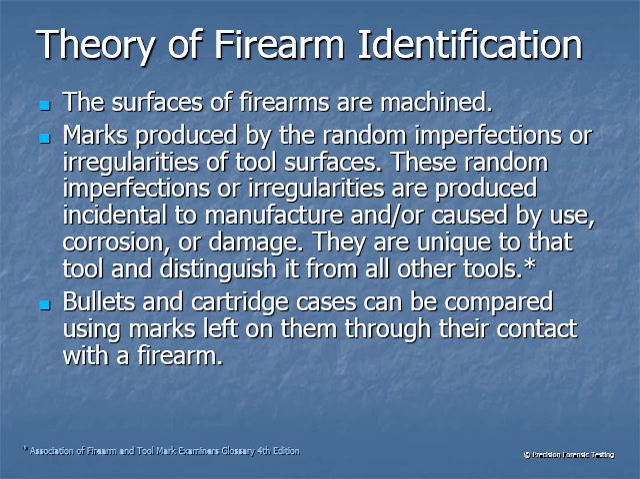So again, our main thing would be that these firearms are manufactured. The firearms then leave these irregular markings on the cartridge casing. They also leave it on the bullet as you're going through, and that's what we're trying to look for, those random imperfections and irregularities. And the biggest things that are going to be compared, as we mentioned, are bullets and cartridge cases.